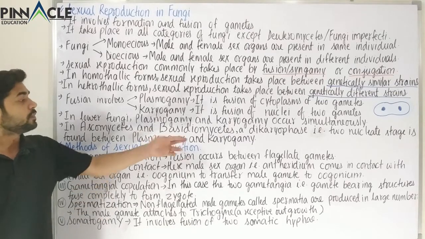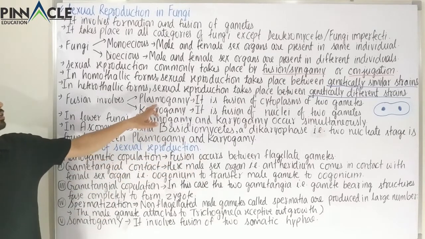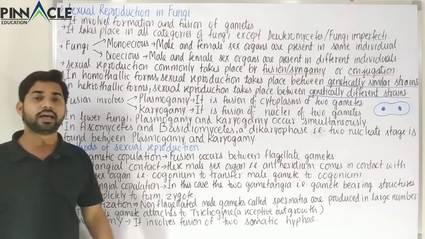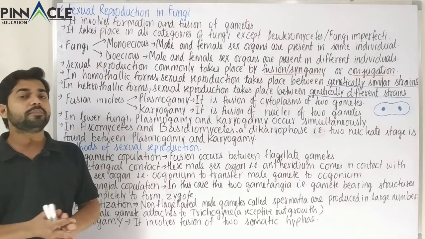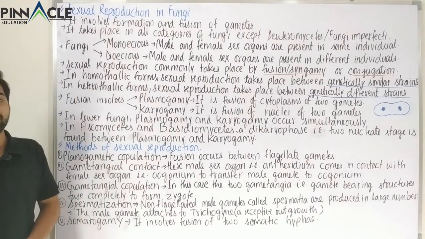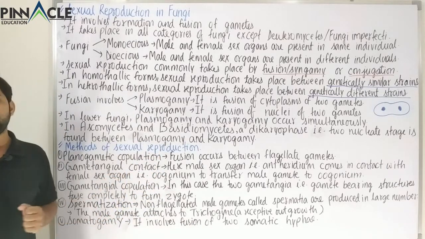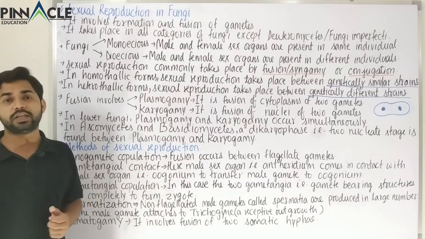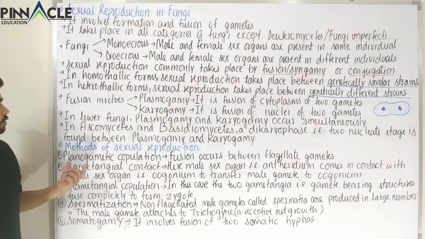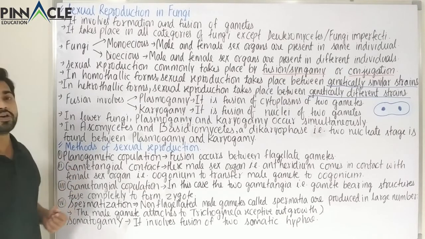So obviously this dikaryophase occurs between this plasmogamy and karyogamy. Now we have studied the basics of sexual reproduction, and now we'll study the types of sexual reproduction, or various methods of sexual reproduction. And the first one is planogametic copulation.